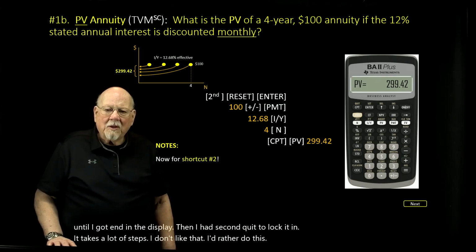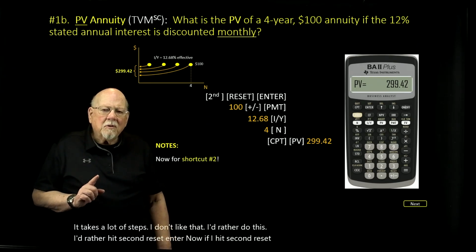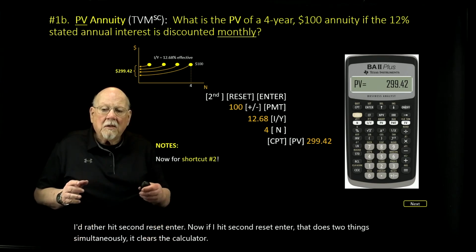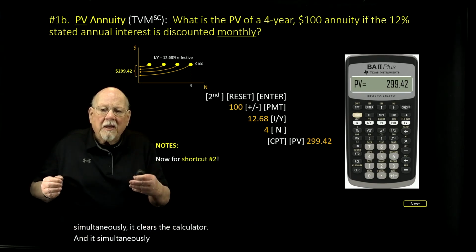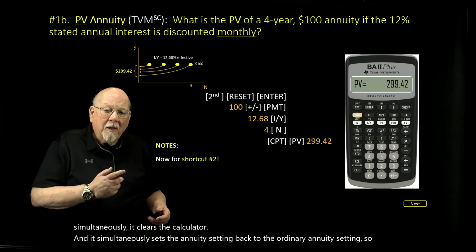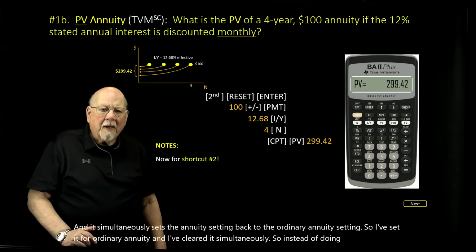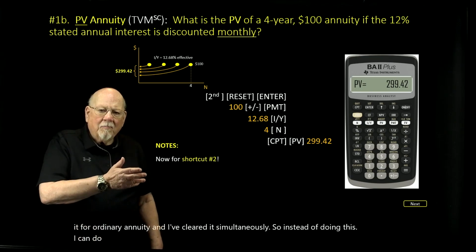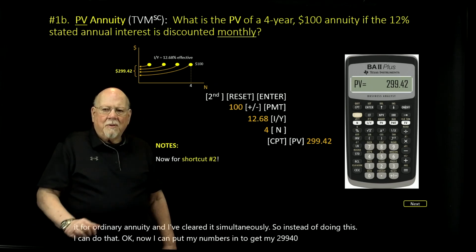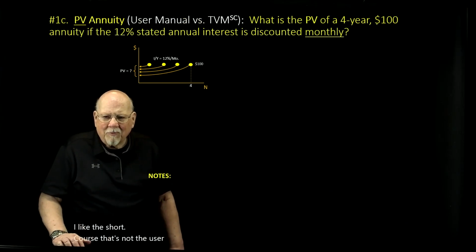I'd rather hit second reset enter. Now, if I hit second reset enter, that does two things simultaneously. It clears the calculator, and it simultaneously sets the annuity setting back to the ordinary annuity setting. So I've set it for ordinary annuity, and I've cleared it simultaneously. So instead of doing this, I can do that. Okay? Now I can put my numbers in to get my 299.42.